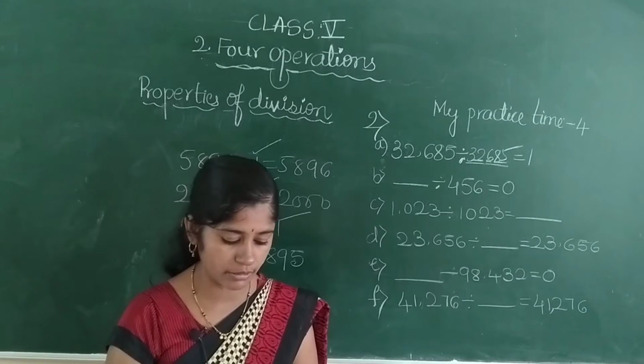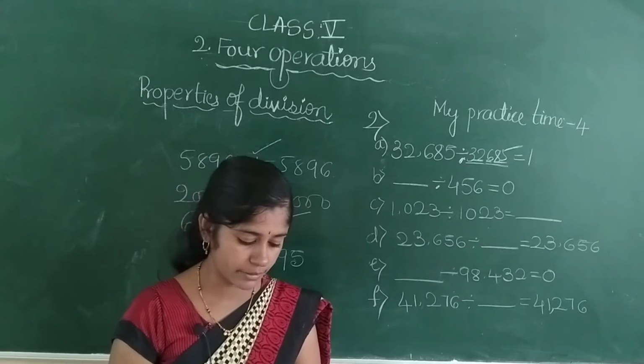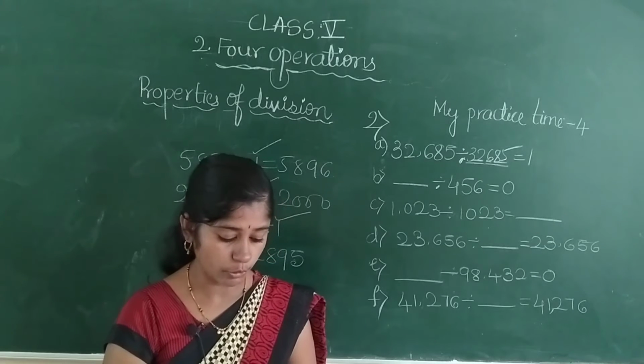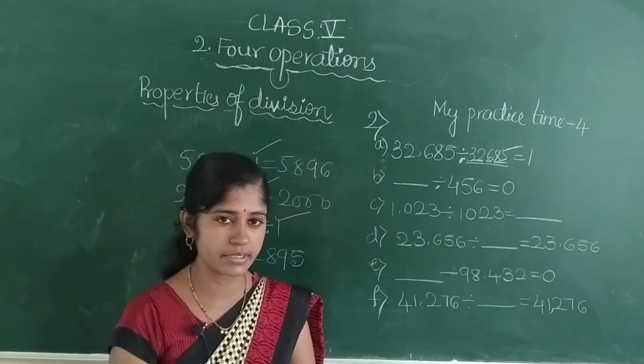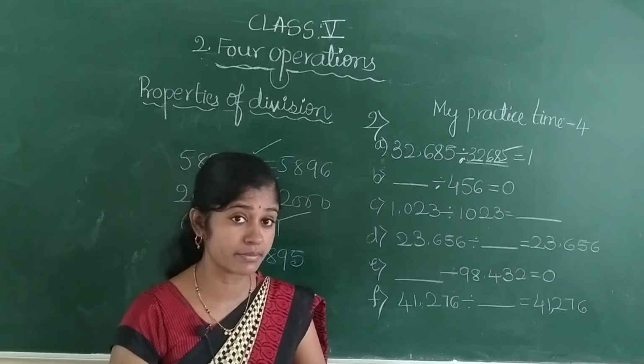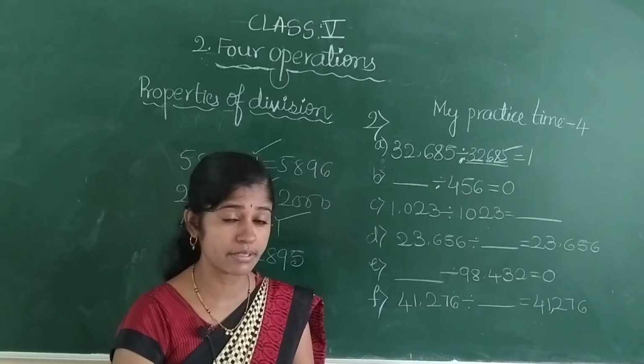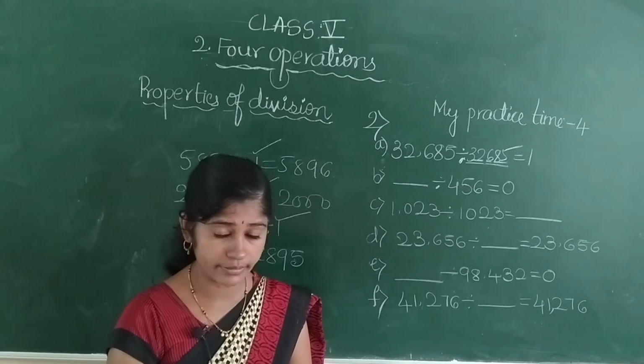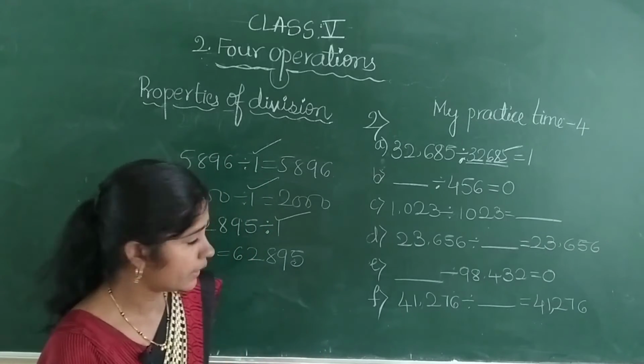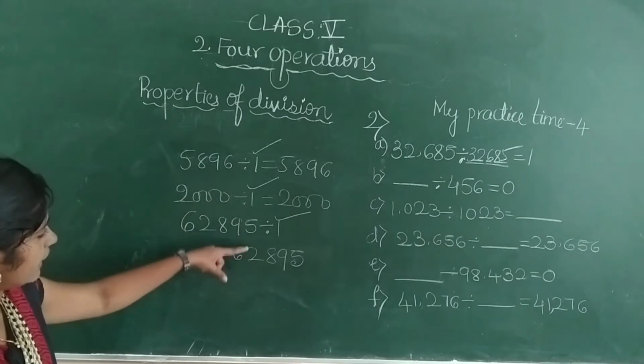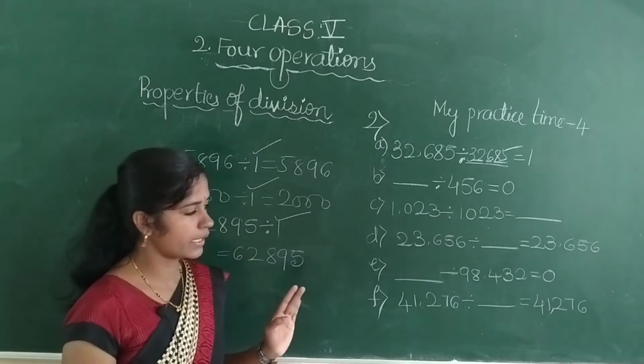Don't get confused between property number 1 and property number 2. Property number 1 means if a number is divided by itself, the result is 1. If the number is divided by 1, then the result is always the number itself. If you are dividing with 1, you will get the same answer.